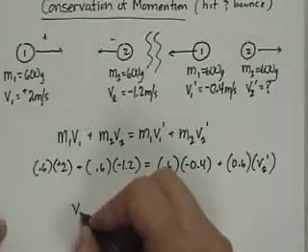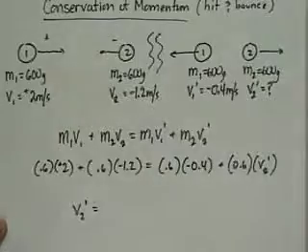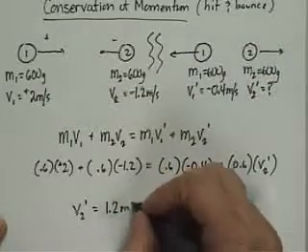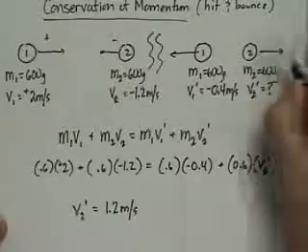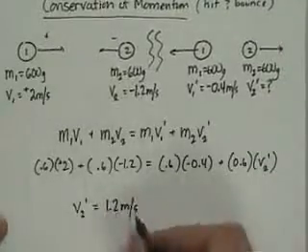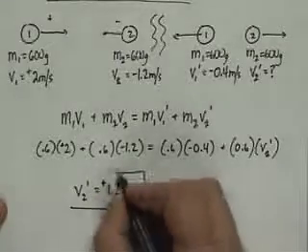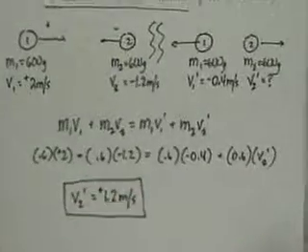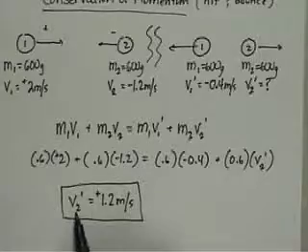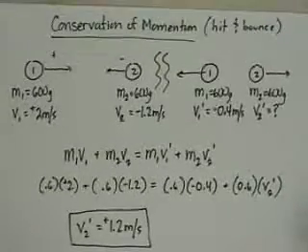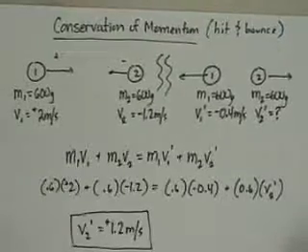When you do, velocity 2 after, you end up getting 1.2 meters per second, and it's going to the right, plus this thing solves out as not negative, so it solves out as a positive. That is the recoil velocity of billiard ball number 2. There you go. Conservation of momentum, hit and bounce.